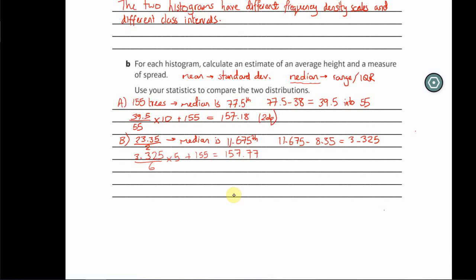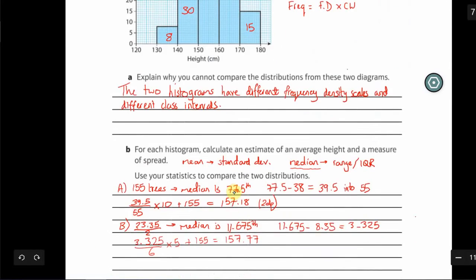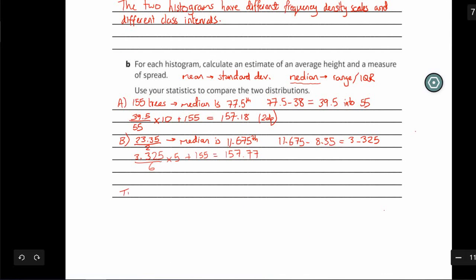Anyway, we now have two medians. Which one is bigger? Woodland B is bigger, so we can say trees in Woodland B have a higher median. Therefore, they are taller on average.